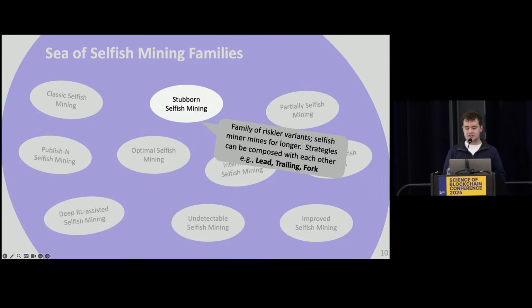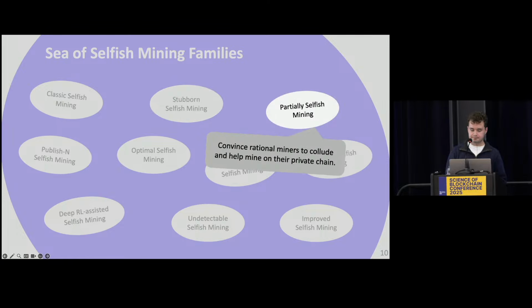I already discussed selfish mining, so next, as the name might suggest, in the stubborn selfish mining family miners act stubbornly to selfishly mine for longer, and this could be considered a riskier variant of classic selfish mining. Another thing to note here is that the strategies within this family are additionally composable, meaning they can be combined with each other to offer more flexibility.